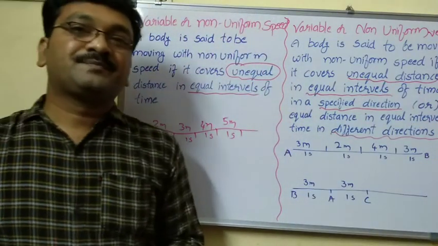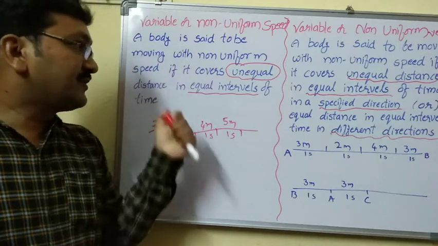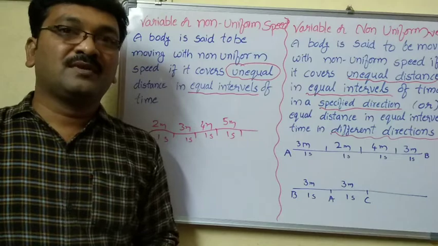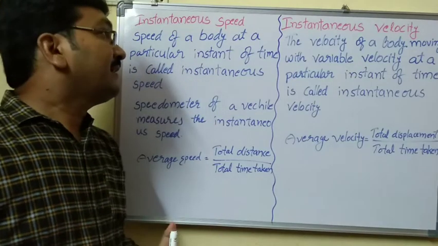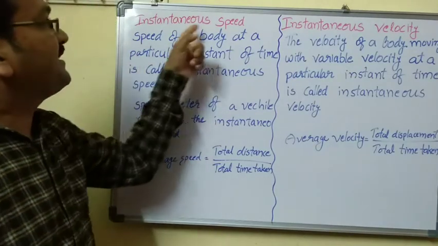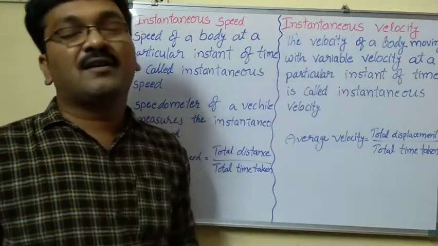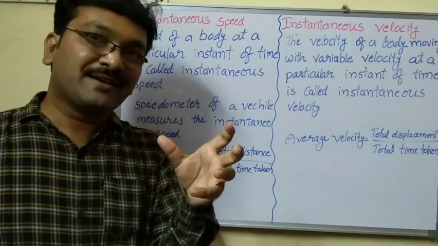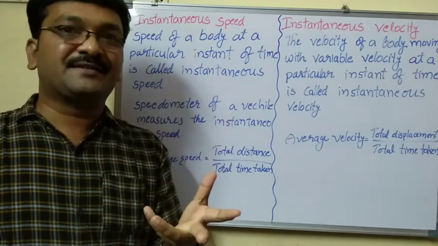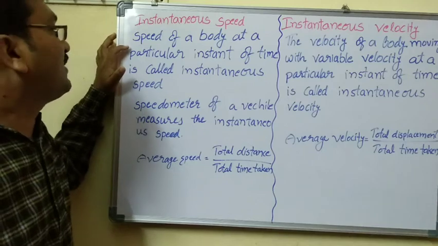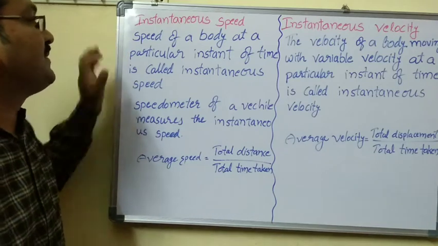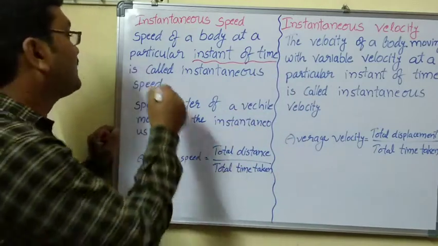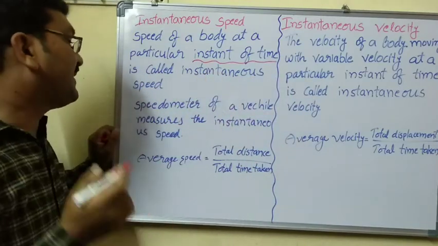Okay. So dear children, everybody must note down these definitions and examples also. Next topic is instantaneous speed and instantaneous velocity. It means at a particular moment, if you are considering, then we say that is instantaneous. The speed of a body at a particular instant of time is called the instantaneous speed.